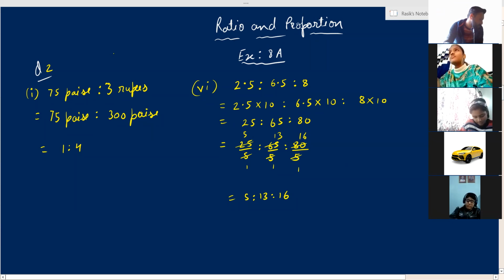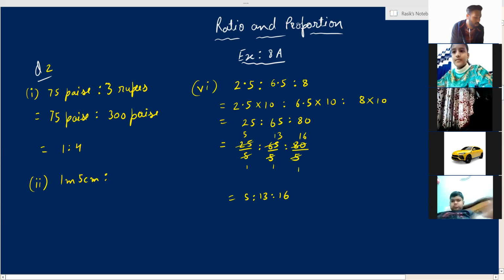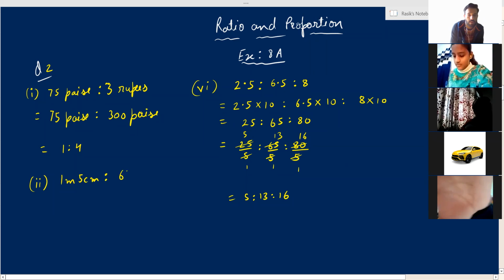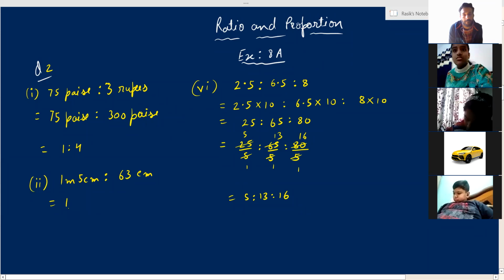Let's start doing the second part. We will do only 2 parts of this question. Okay, sir. Sir, I have done all this. The second part, can we try by ourselves? 105 centimeters ratio 63 centimeters. Yes, obviously. You all can start doing. Solve. Don't look at the board. Just keep on doing. Yes, sir. I am doing, sir.